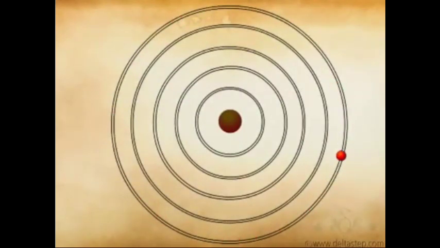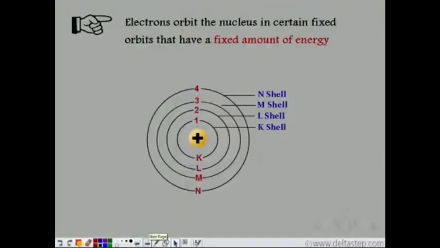So let's see the points given by Bohr again. According to Bohr, the electrons revolve around the nucleus in certain fixed orbits. He called these orbits K, L, M, N. The orbit which is closest to the nucleus is the K shell. The orbits are also known as shells. So it is the K shell or K orbit. The second shell or orbit is the L shell, the third is M, N, and so on.